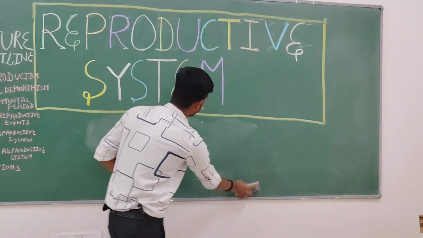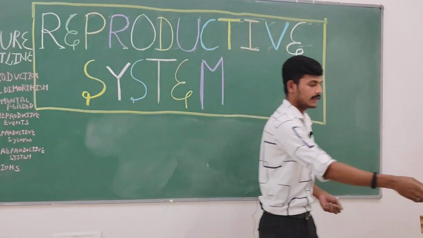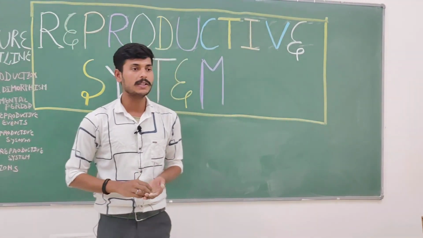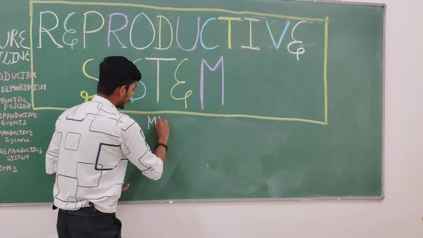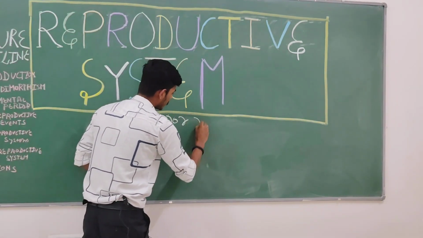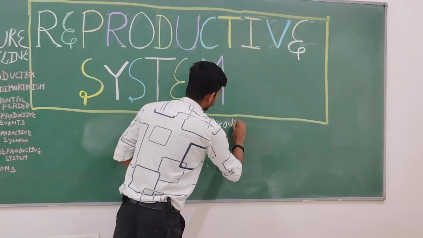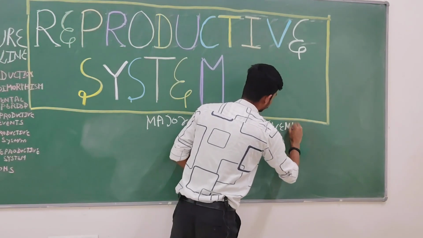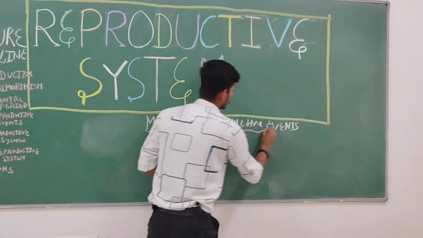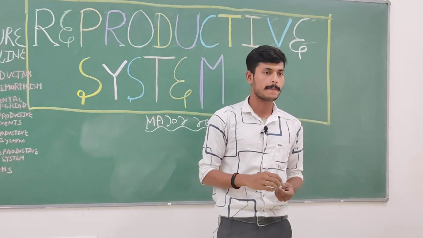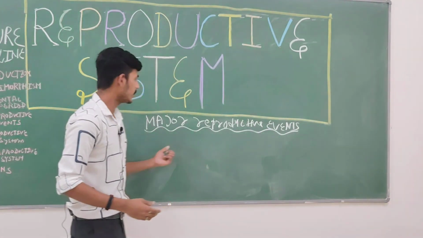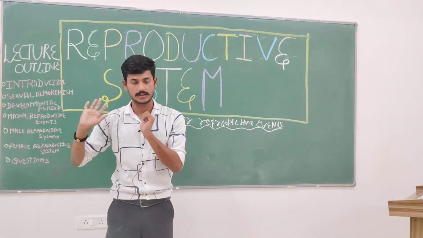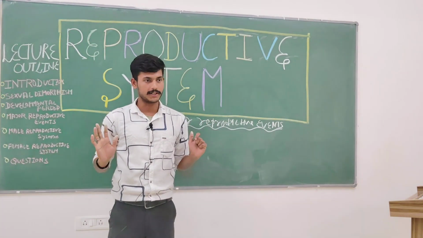Now, once we define the developmental period, we will look into some of the major reproductive events. Now you tell me, what are the major reproductive events? Can anyone tell? See, there is one boy and one girl. They crossed their puberty time.